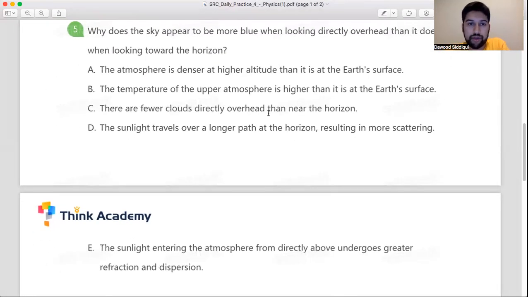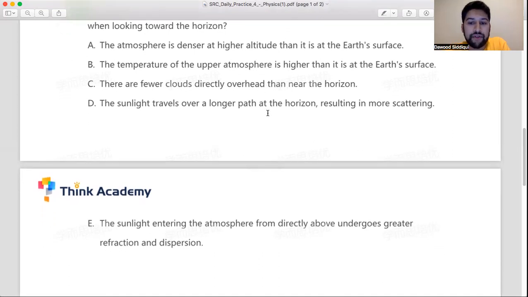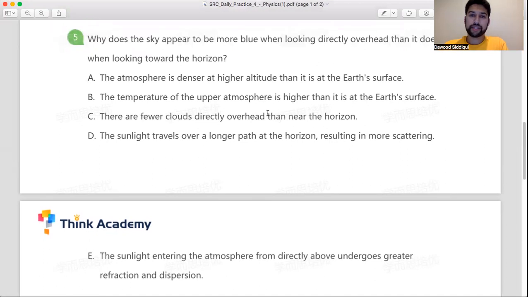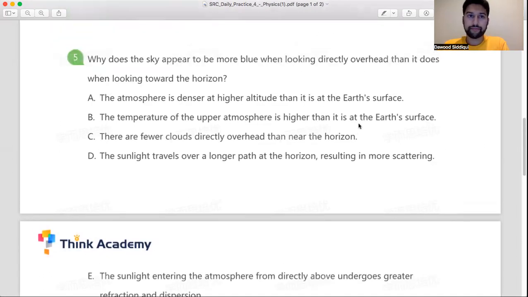Lastly, number 5, why does the sky appear to be more blue when looking directly overhead than it does when looking towards the horizon? The simple answer to this is that light has this scattering phenomena. And so essentially what's going to happen is if there's more scattering, that can lead to the appropriate color, in this case, of visualizing a blue pigment.